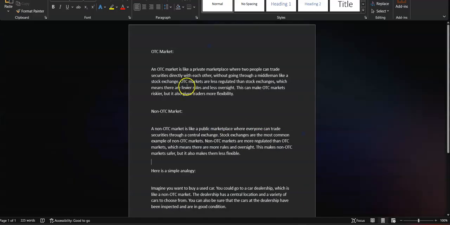I have this document right here with an explanation about the OTC market and the non-OTC market. The OTC market is like a private marketplace where two people can trade securities directly with each other without going through a middleman like a stock exchange. OTC markets are less regulated than stock exchanges, which means there are fewer rules and less oversight. This can make OTC markets riskier, but it also gives traders more flexibility.